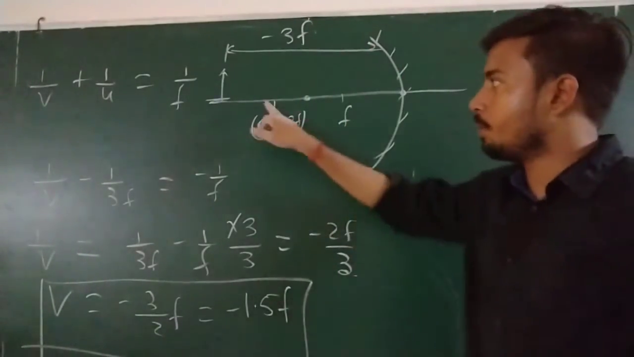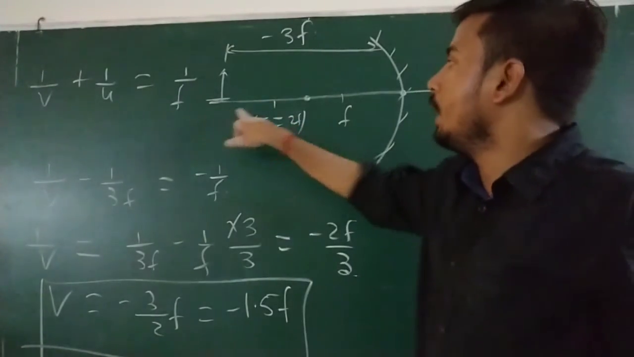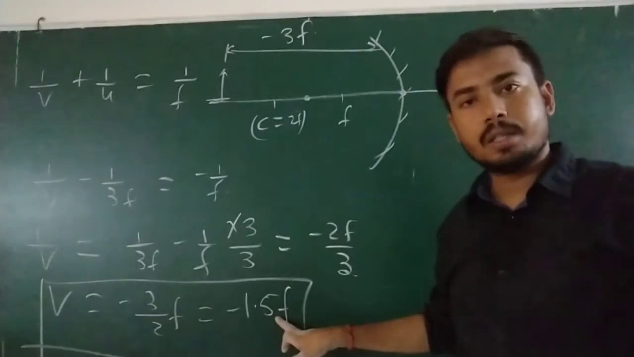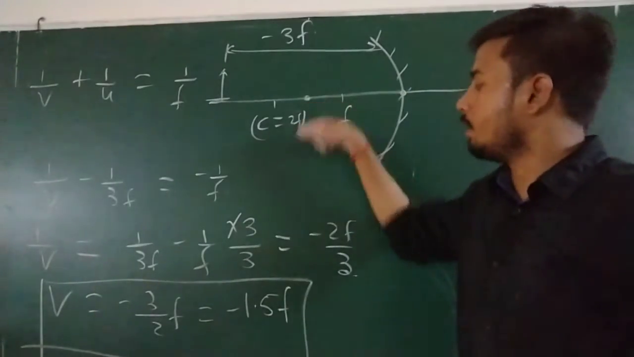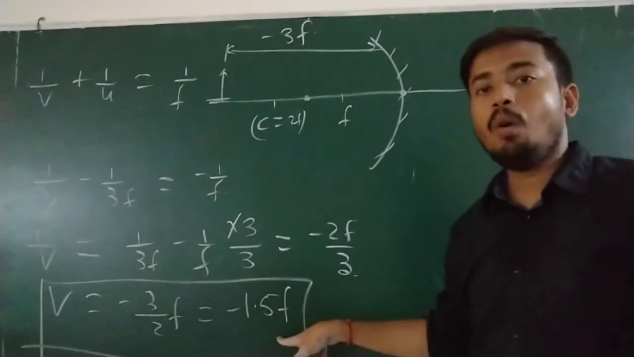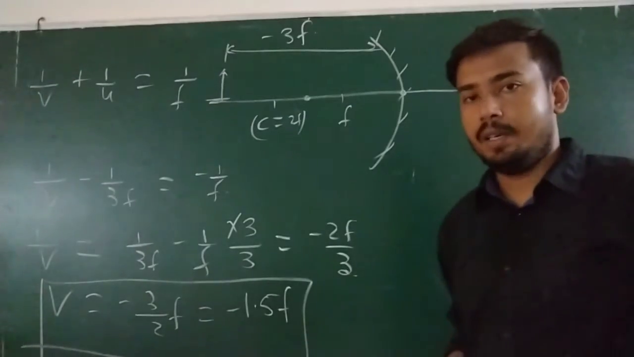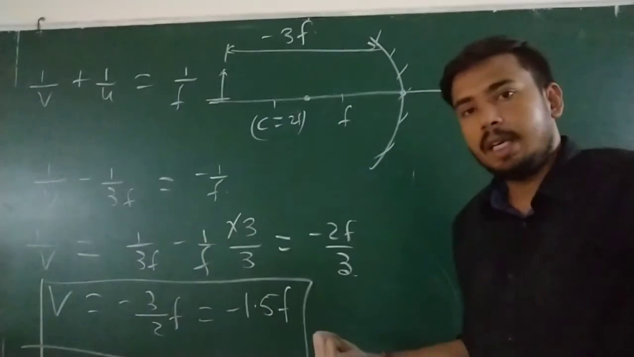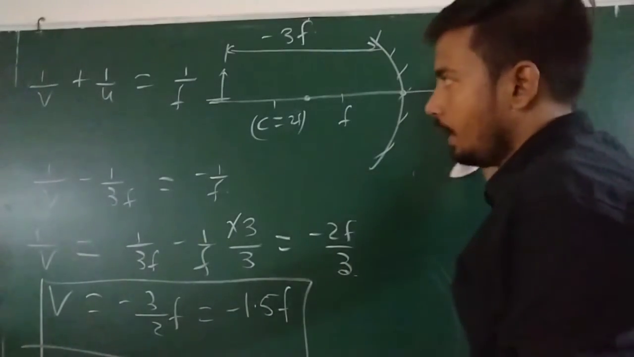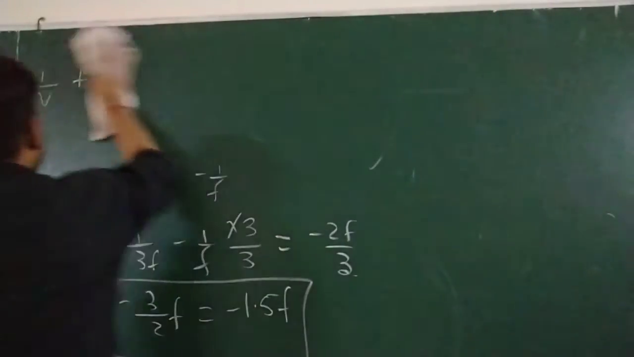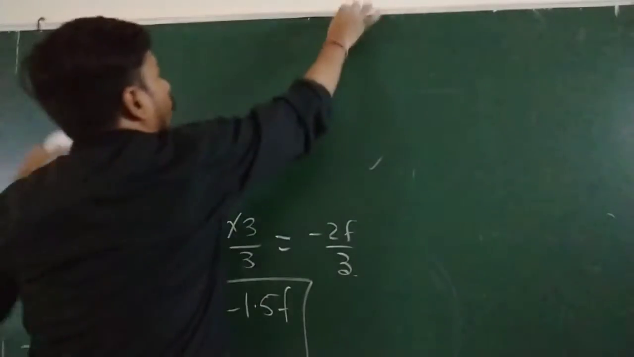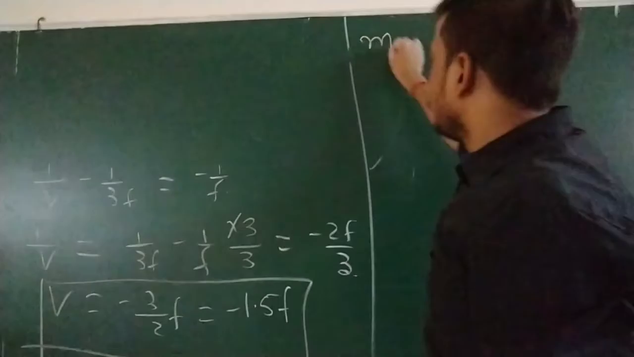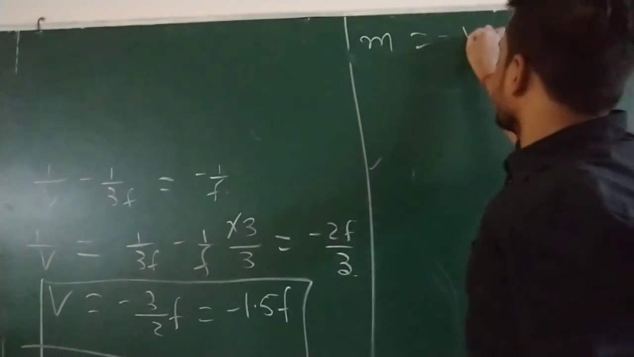Yesterday I said when the object is between C and infinity, the image will form between C and F. Yes, the image is coming between C and F. Negative means real image. Now I said it is inverted and smaller in size. So I am going to prove how it becomes inverted and smaller in size. So write the formula of magnification. What is the magnification formula? M is equal to minus v by u.